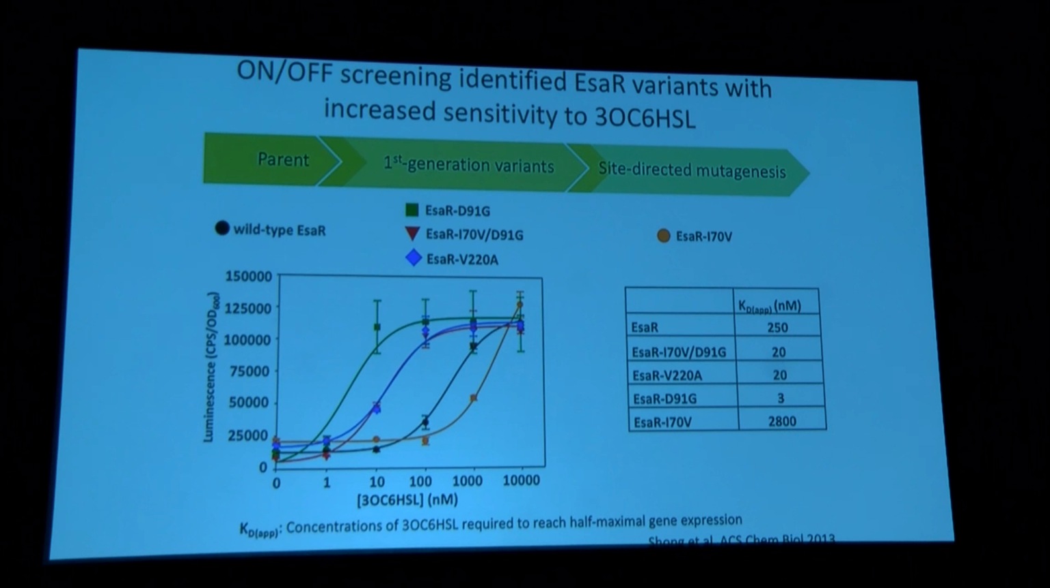The next thing we did was we took all those functional proteins or functional variants and screened them for increased sensitivity to that small molecule, to our 3OC6HSL. And this is essentially a summary of our best results. And so the black over here is the wild type. Our best variant is this D91G, which showed a 300-fold increase in signal sensitivity in this expression assay.